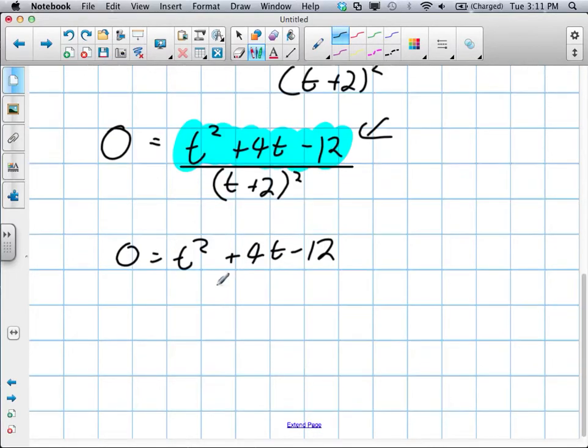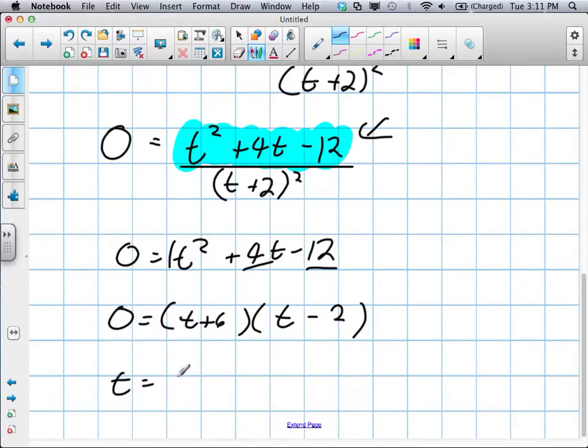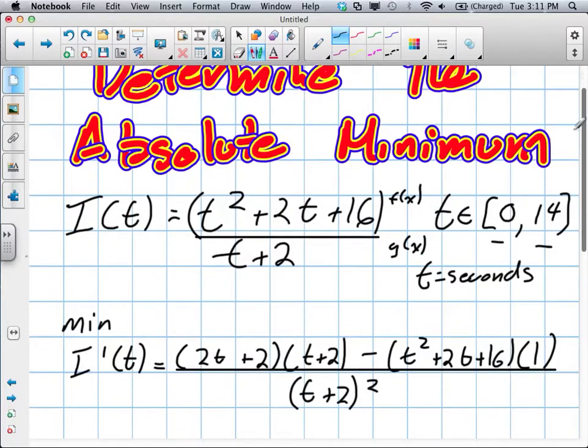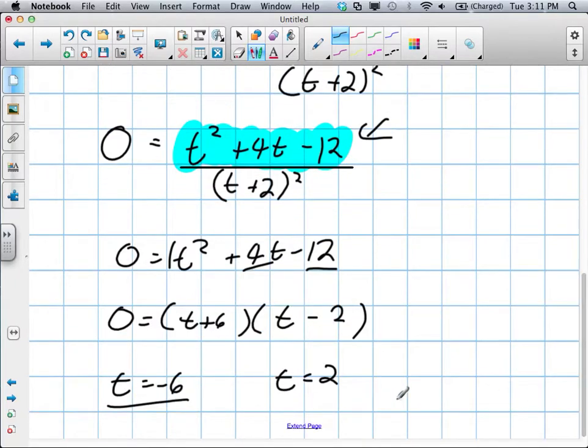And this is where we go factoring again. When we factor, because the leading coefficient is 1, this is really easy. Two things to multiply to negative 12 and add to 4: we're going to get t and t, 6 and 2. Positive 6, negative 2, is equal to 0. So we get t is equal to negative 6 and t is equal to 2. Well, negative 6 did not fall in our time interval between 0 and 14, but 2 did.